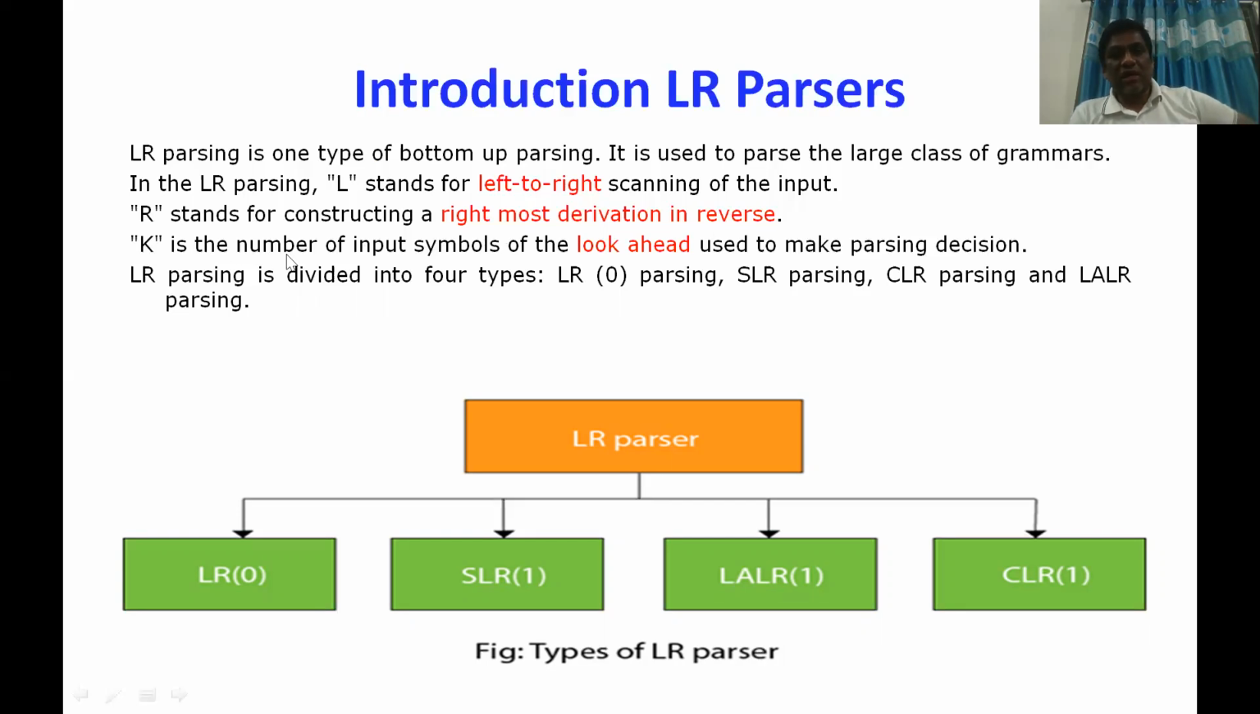Okay, and the K inside the bracket represents the number of input symbols used for lookahead to make the parsing decision. In LR(0), there will be no symbol considered for lookahead, so there will be problems with this parser. We are not going to discuss this LR(0) parser at the initial level. After completing these three parsers, then we will discuss this to understand what are the problems with LR(0). The remaining sessions will be like this. We'll discuss SLR first, then LALR, and then CLR.